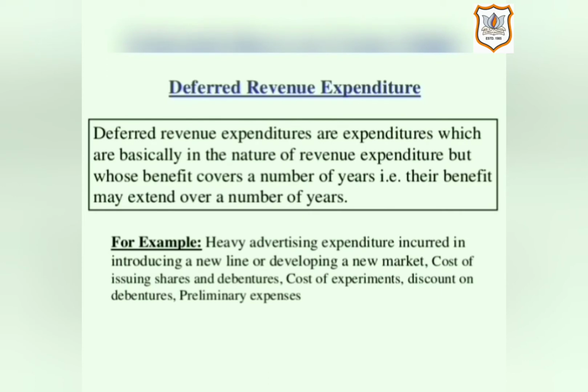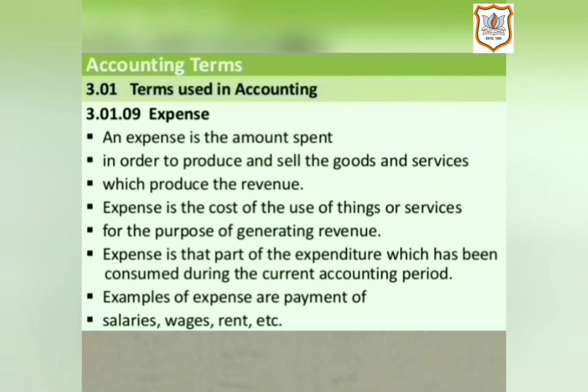For example, large advertising expenditure that will give benefit for more than one accounting period is a deferred revenue expenditure. Now next term is expense. Expense is the cost incurred for generating revenue. It is the amount spent and benefit of which is available to the respective accounting year is revenue expense.